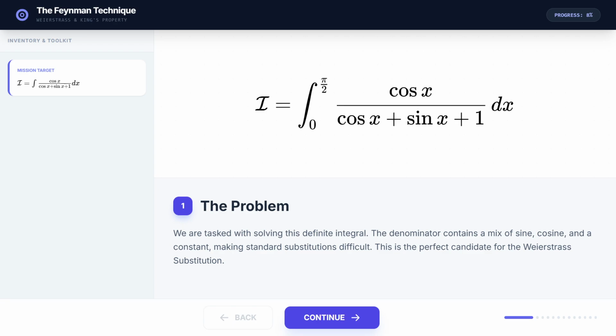So today we're going to be discussing two very powerful substitutions. They are the Weierstrass substitution and King's property. First, we're going to use the Weierstrass substitution to solve this integral, and then show that via King's property it's also equivalent to another integral.